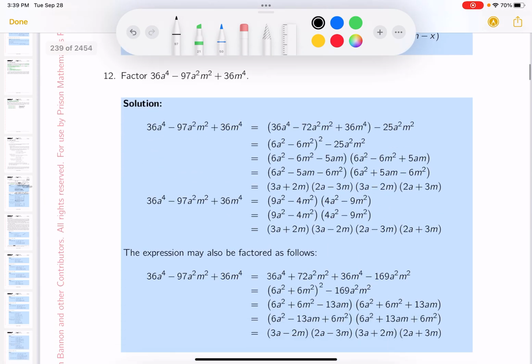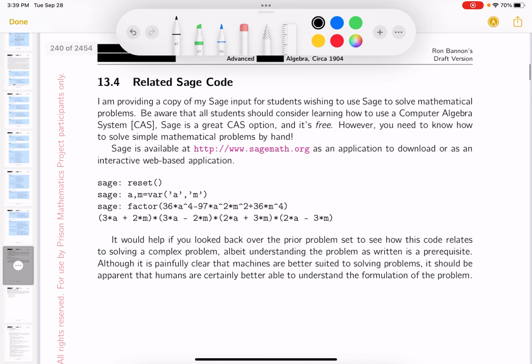Again, the format should be really, really familiar to you now. Make sure you do those exercises. Make sure you read the content. Make sure you understand the examples. And if you want to and you have access to this website, maybe think about downloading the software or just using the interactive web-based thing to do the code that's over here.